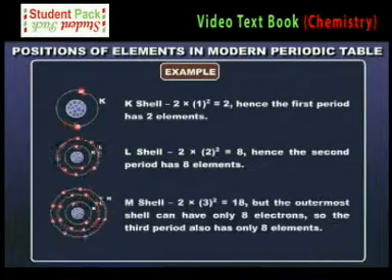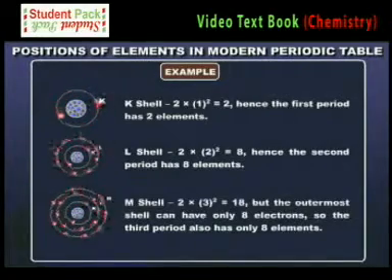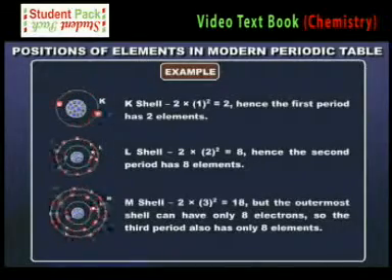The M shell can accommodate 18 electrons, but the outermost shell can have only 8 electrons, and so the third period also has only 8 elements.